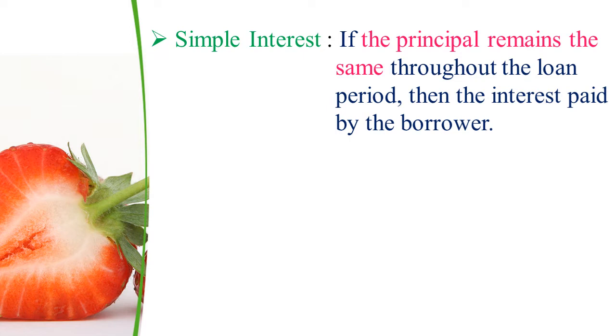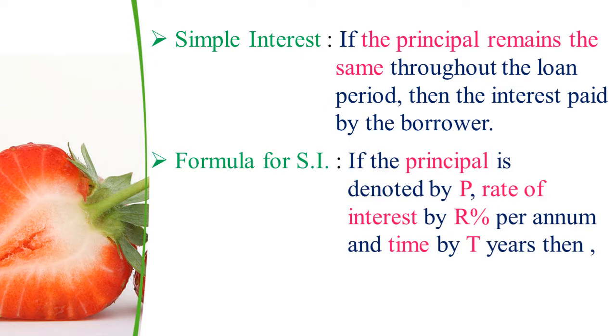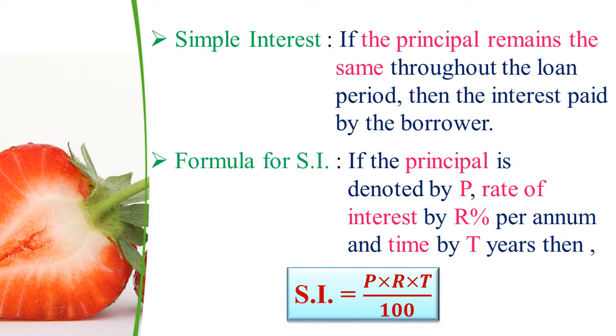Yes, absolutely right. If the principal remains the same throughout the loan period, then the interest paid by the borrower is called the simple interest. Already we know how to calculate simple interest using formula. If the principal is denoted by P, rate of interest by R percentage per annum, and time by T years, then the formula is simple interest SI is equal to P into R into T by 100.